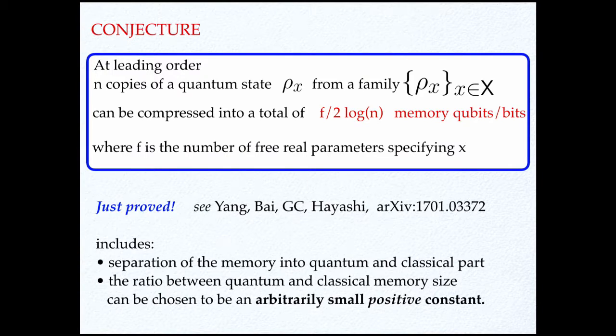So this is the ultimate amount of bits, of qubits, that we need to compress a generic family of states for n copies. This result has also a little bit more than just the rate. We can also split the memory into quantum and classical bits, depending on the structure of this family of states. And we can also show that we can reduce the ratio between quantum bits and classical bits to be as small as every finite positive constant. So we can reduce the amount of qubits to be negligible compared to the number of bits, but still non-zero and actually growing always like a log n.